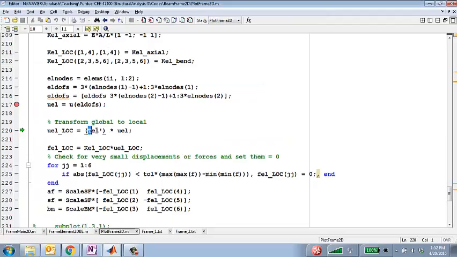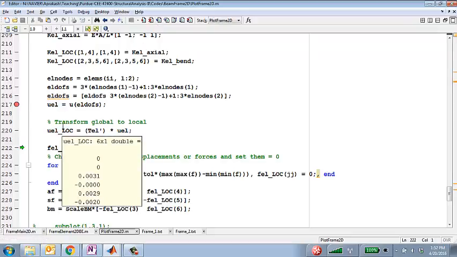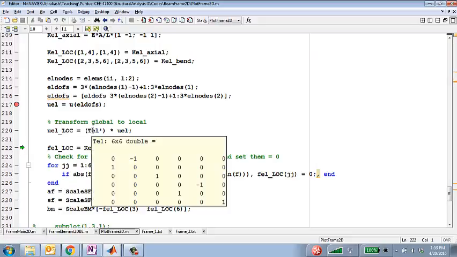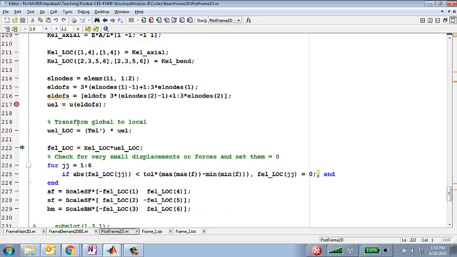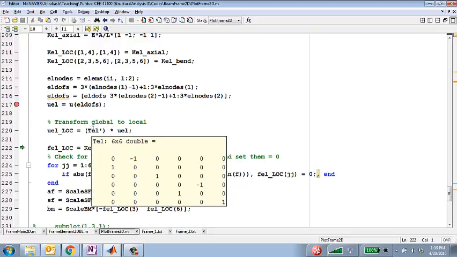This is right here, transformation transpose times U element. That gives me U element local. So I'll execute that line as well. And now I have the local degrees of freedom. And since the transformation matrix for this particular element is very straightforward, it doesn't have too many cosines and sines because it's vertical. That transformation just rearranges those degrees of freedom.